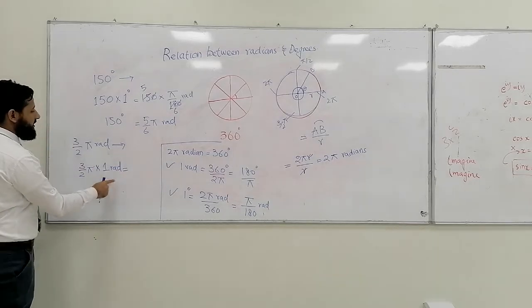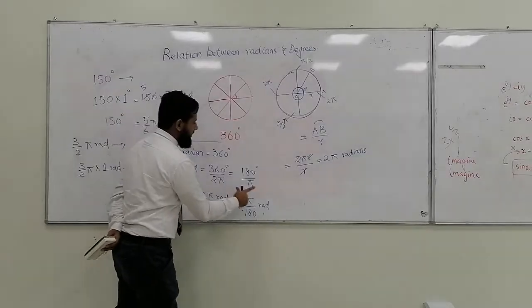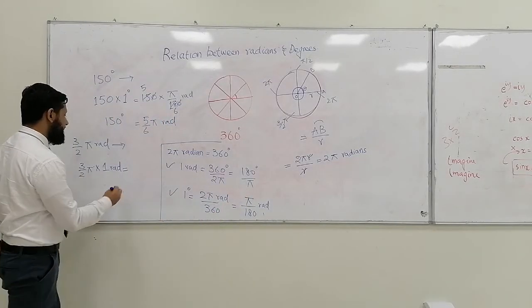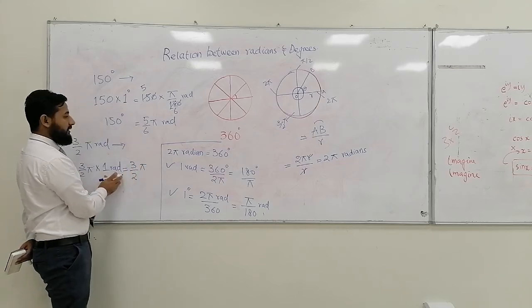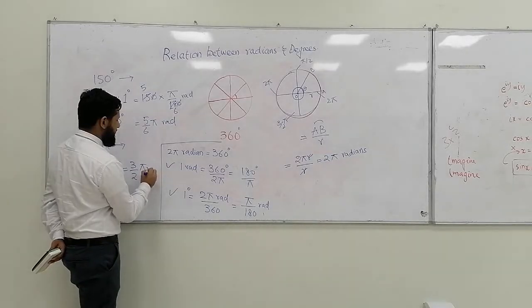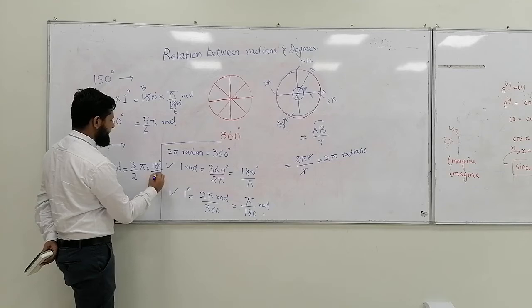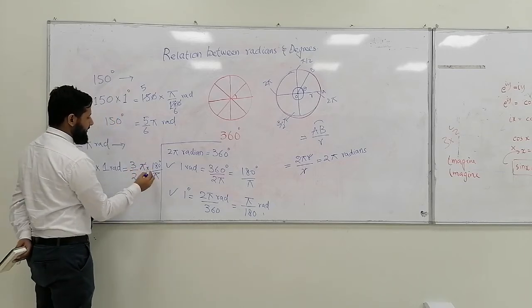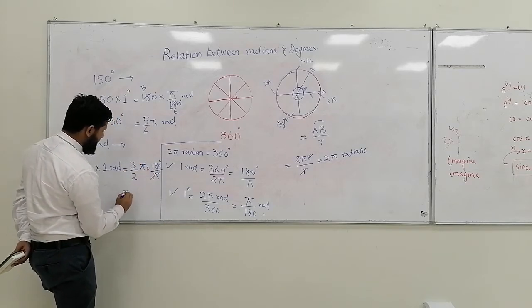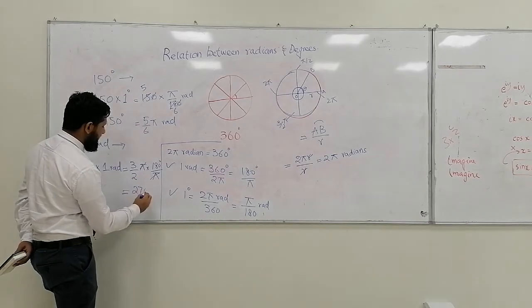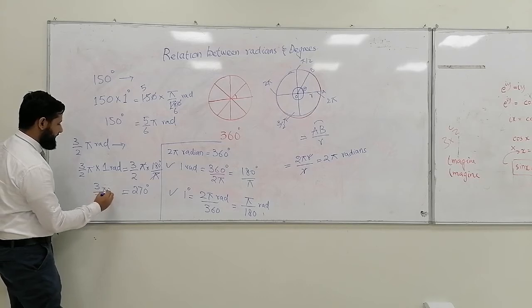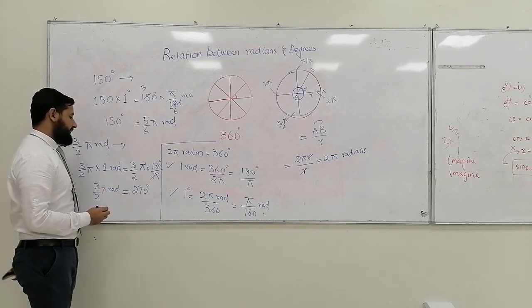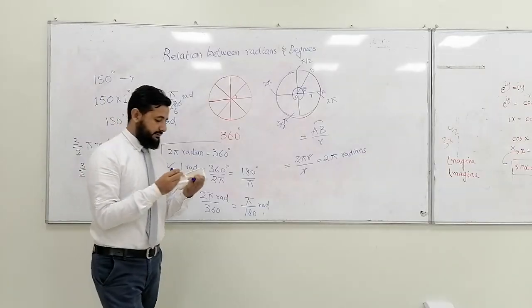But instead of this 1 radian, I will write the degree form. So I can write 3 divided by 2 pi, and instead of 1 radian, I will say 1 radian is equal to 180 degrees divided by pi. Now pi cancels with pi, and 3 times 180 is 540, divided by 2, so this is 270 degrees. So I can say 3 by 2 pi radians is equal to 270 degrees. This is how we convert from one to another.